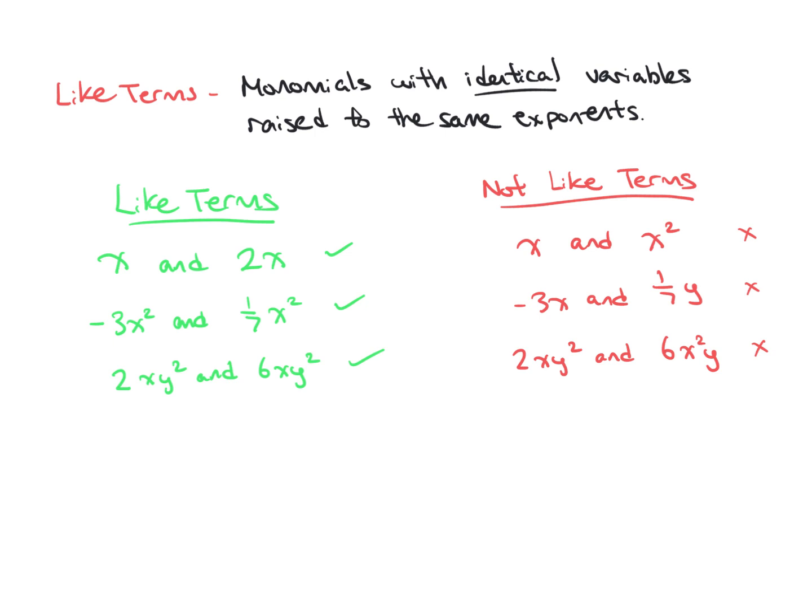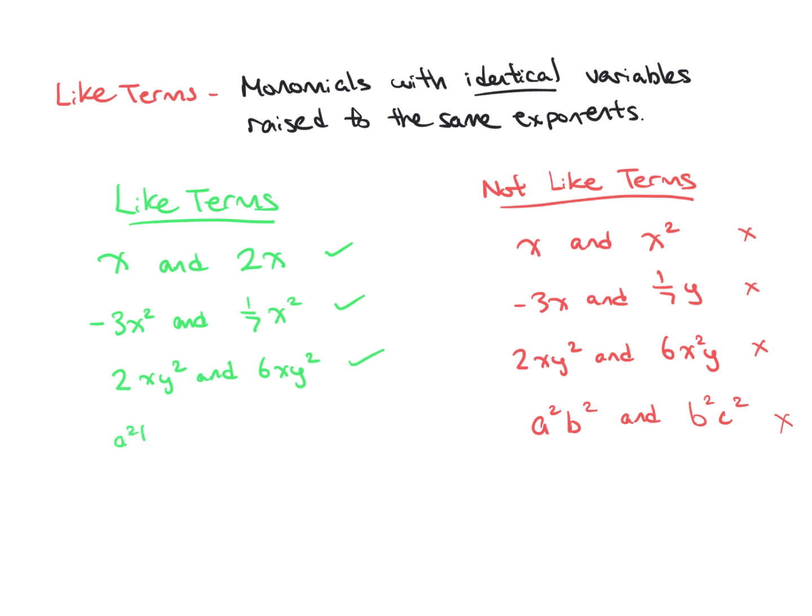So I'll give you another example of something that's not like terms. Let's say a squared b squared, and I'll say b squared c squared. That's also not an example of like terms, because both of them have b squared as part of it, so that's identical, but the a squared is not identical to c squared for the other one, so those do not count as like terms.